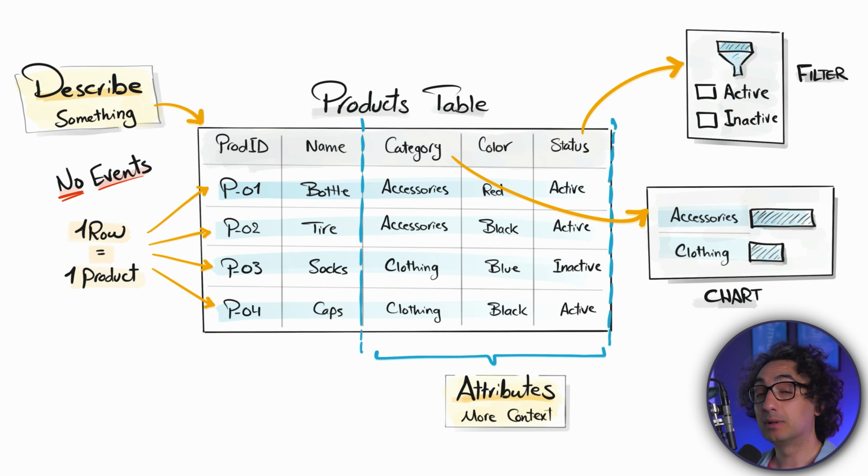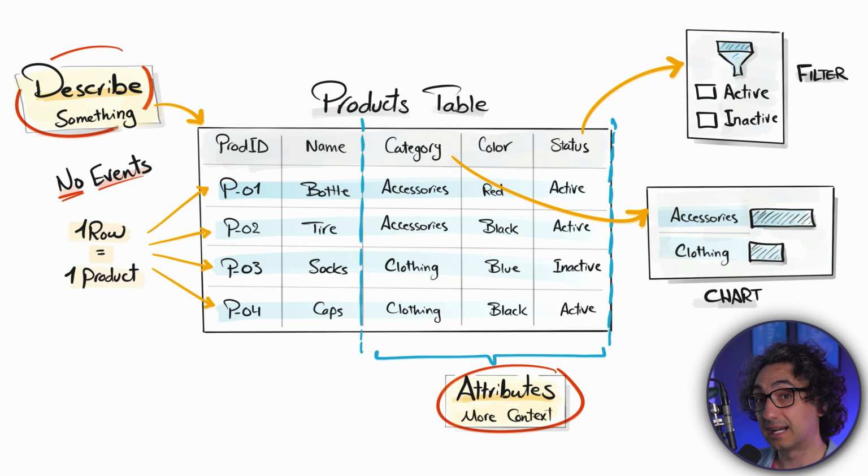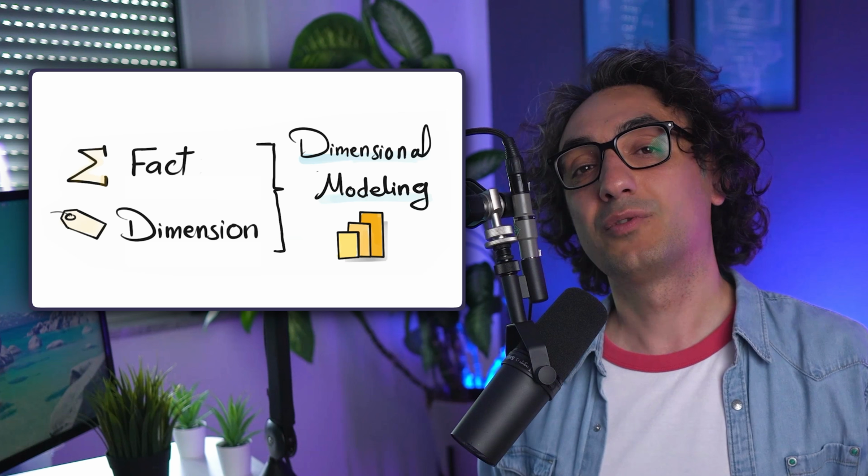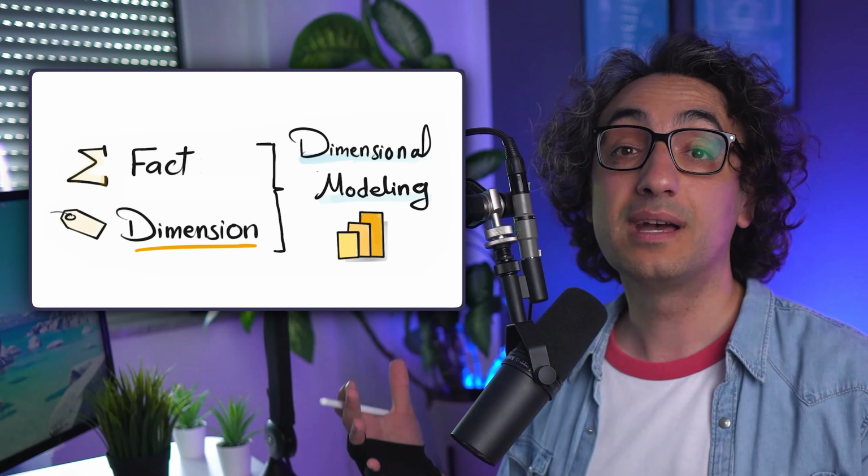So if you have a table like this where we are describing one business object like the products or maybe the customers, and we have a lot of columns that are adding more and more context, and they look amazing in order to build a filter or to use it in order to group the numbers, then my friends, you are looking at a dimension table. So this is exactly what we mean with the second type, the dimensions.